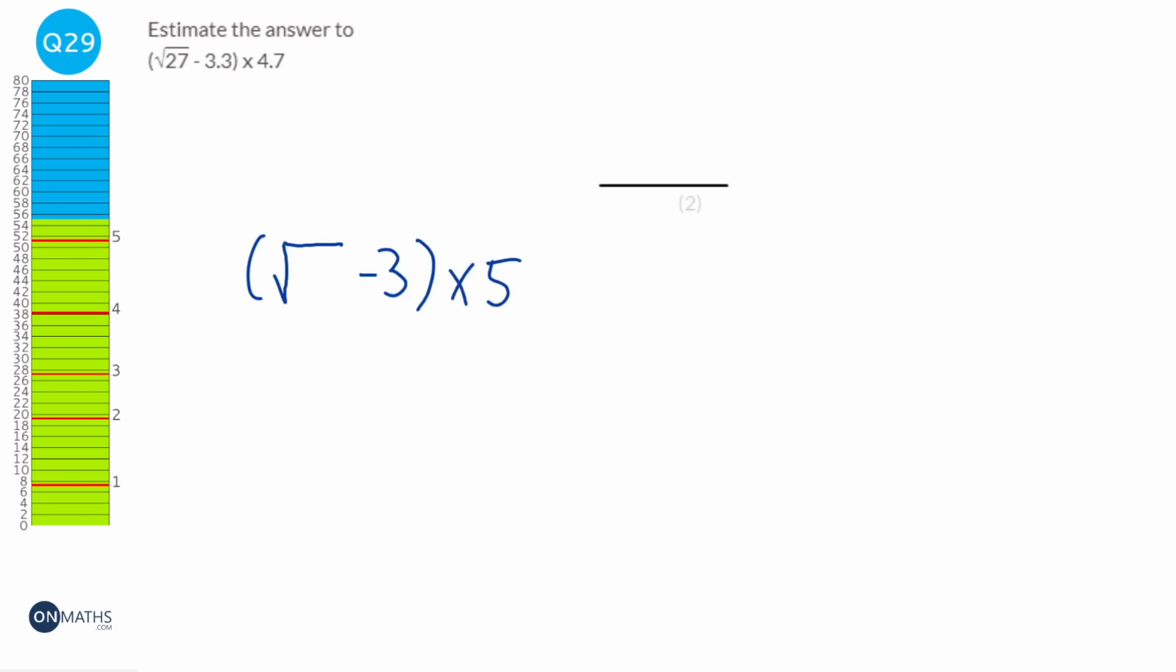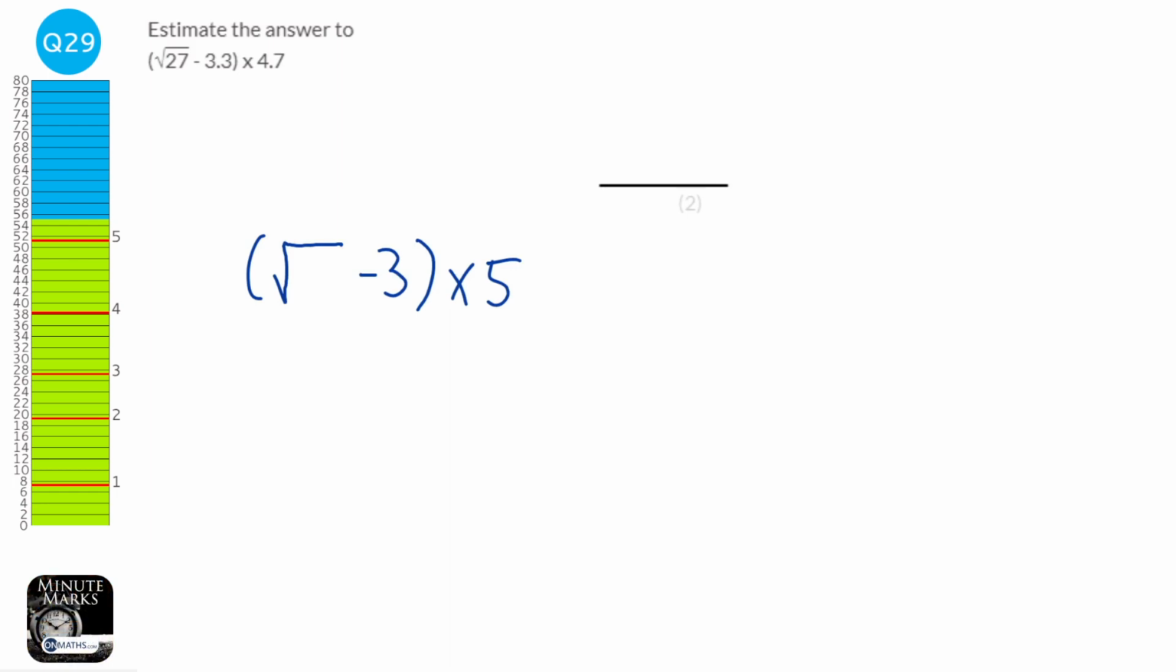Now, the problem with this 27 is square rooting 27 is difficult, especially without a calculator, and estimating should be done without a calculator. But if I round it to the nearest significant figure, if I round it to one significant figure, that will make it 30. Now 30 is no easier to work out.